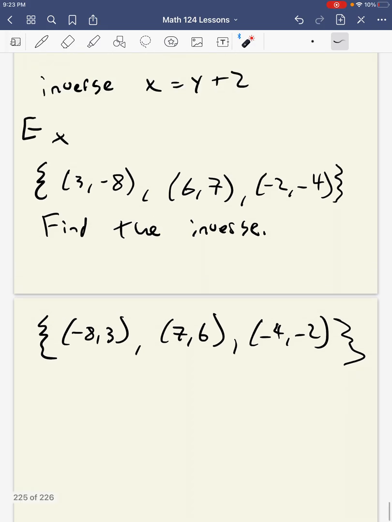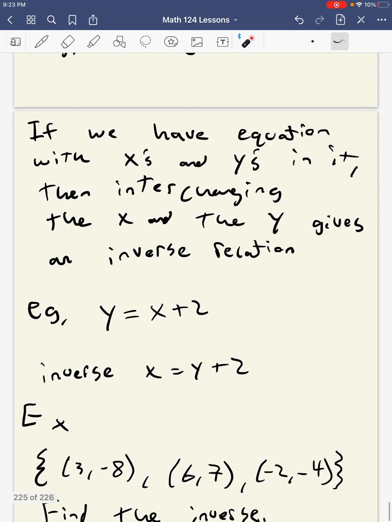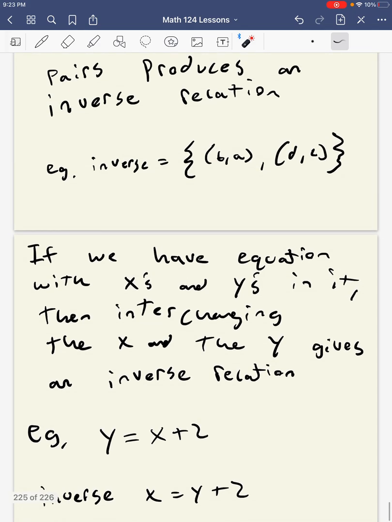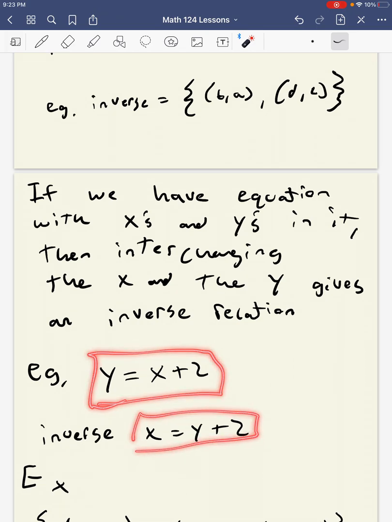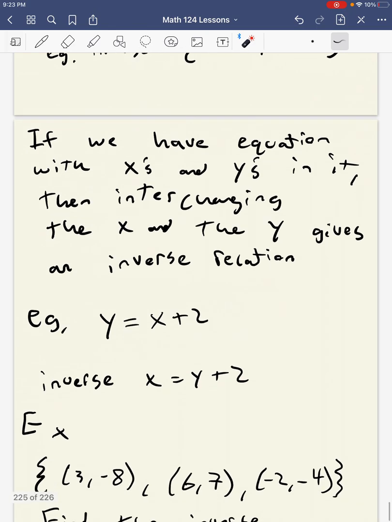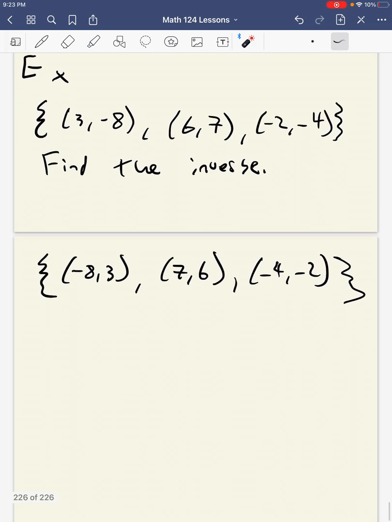Now, when you look at this definition, we were not being very precise. Here we were saying if we have an equation with an x and y in it, we just swap the x and the y and we get the inverse. And that's true, but we should note that not every equation has an inverse. There is a condition we need to satisfy for an inverse to exist. And that condition is called a one-to-one condition.